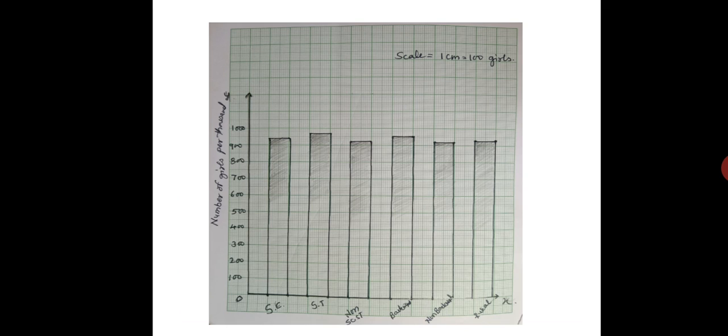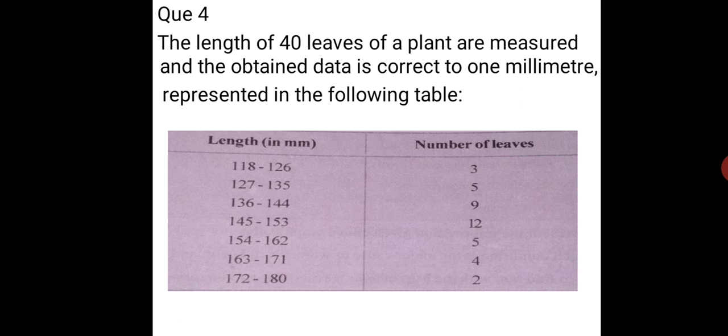The second one is related to histogram. Now the question is, the lengths of 40 leaves of a plant are measured and the obtained data, correct to 1 millimeter, is represented in the following table. So the length of different 40 leaves is checked, and it is shown in the table here. The minimum length is 118 and the maximum length is 180 millimeters.